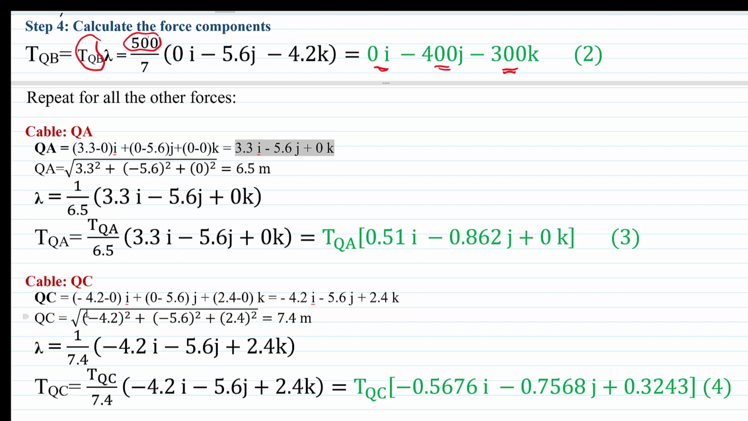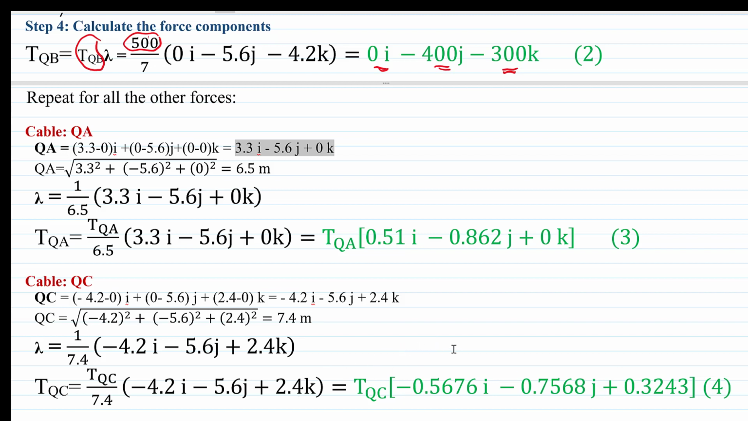And then under the square root, you take every item here. You square it under the square root, you get the distance, which is what? The QC distance is 7.4. You divide by the distance, you get the lambda vector. You multiply the lambda vector by the TQC, you get the component. So this is why you got TQC multiplied by minus this normalized value, minus this normalized value, plus this. This is the unit vector in the QC direction.